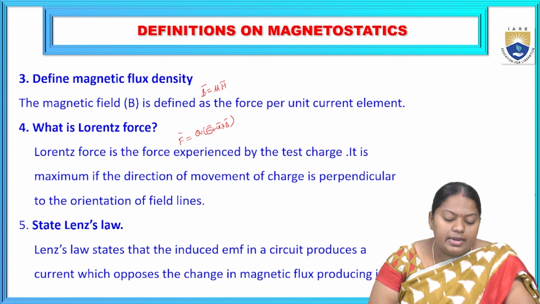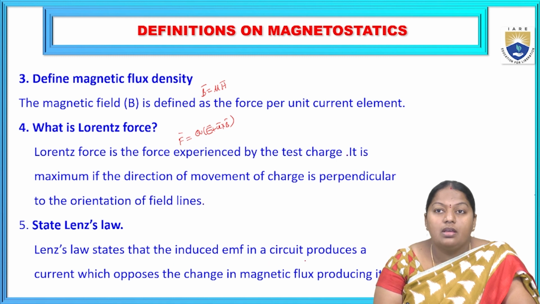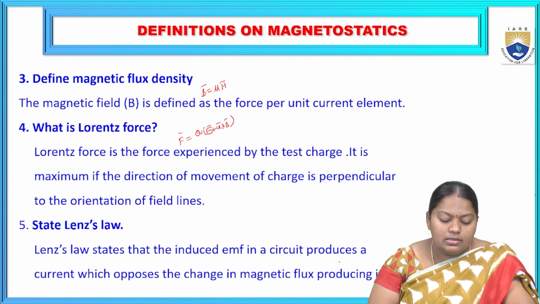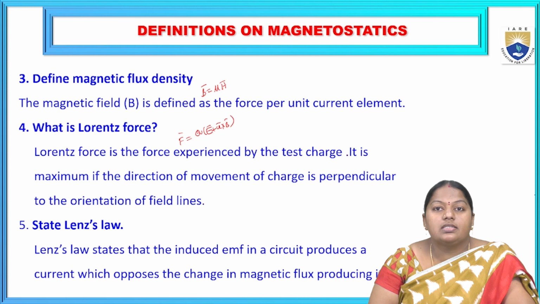Then state Lenz law. Lenz law states that the induced EMF in a closed circuit produces a current which opposes the change in the magnetic flux producing it. That is, the induced EMF in a circuit produces a current which opposes the change in the magnetic flux which is producing it. This is defined as Lenz law.